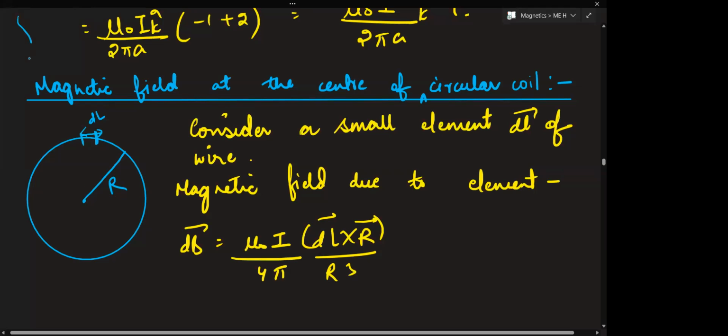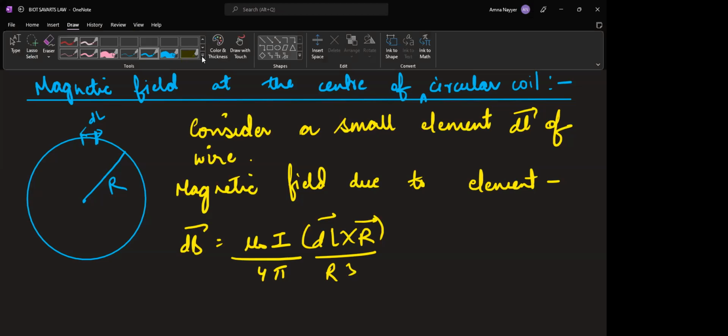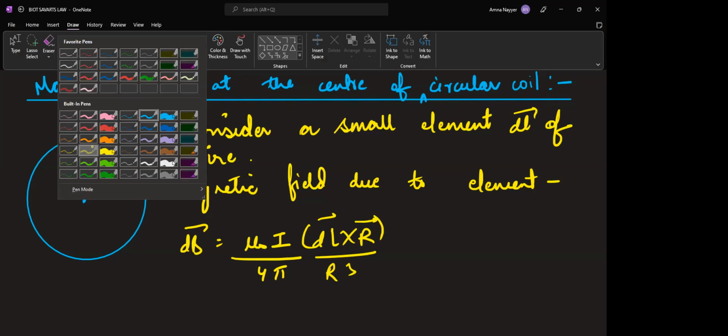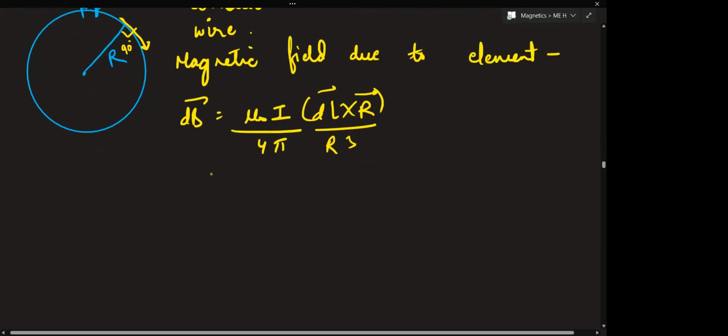Remember the current element I told you about; we can take very small portions from the circular wire. Now the derivation is very easy. Firstly, dl is this. Now, dB is equal to mu naught I dl cross R. See, current is flowing in this direction, so the direction of the current element will always be tangent to the radius. So this makes an angle of 90 degrees.